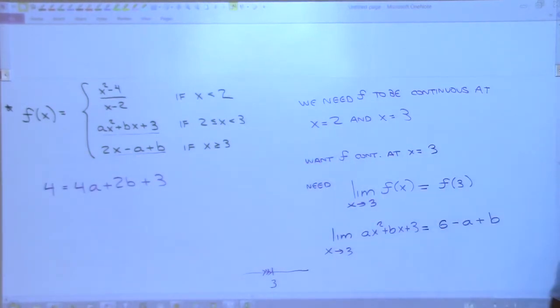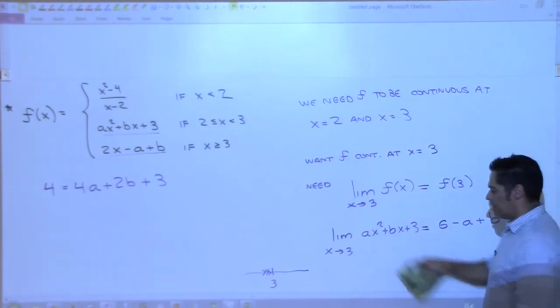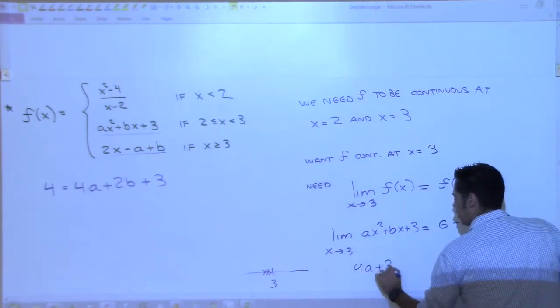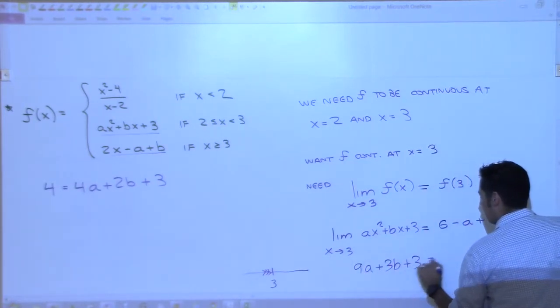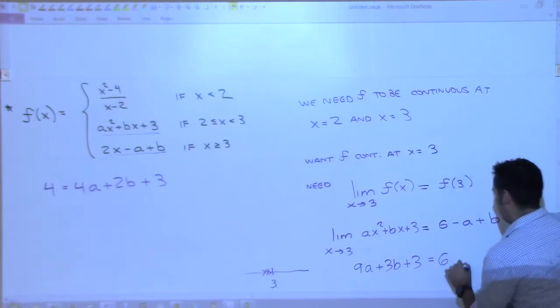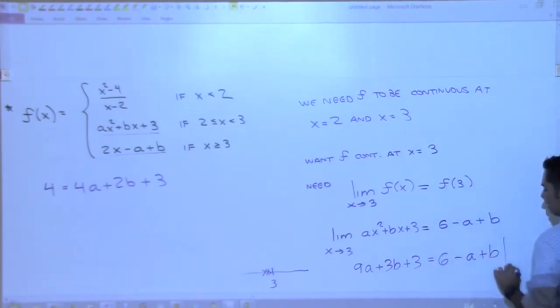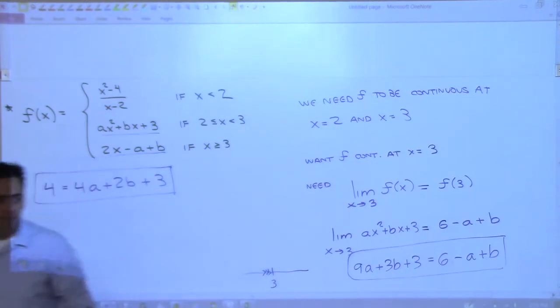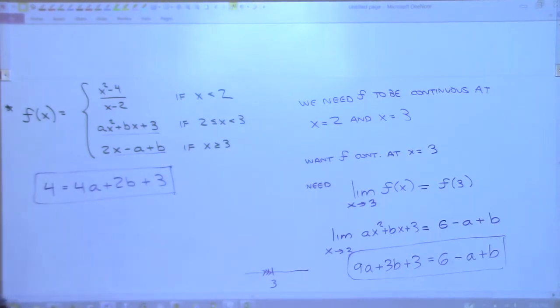Okay, now, what does that go to? Plug in 3 for x. So 9a plus 3b plus 3, equals 6 minus a plus b. And voila, look at that. We have a second equation that has a and b in it. So we have 2 equations and 2 unknowns, don't we? Yeah, you have options at this point. We're going to work it all the way out, but we have options. All right, so we're getting there. We're not there yet, but we're getting there.